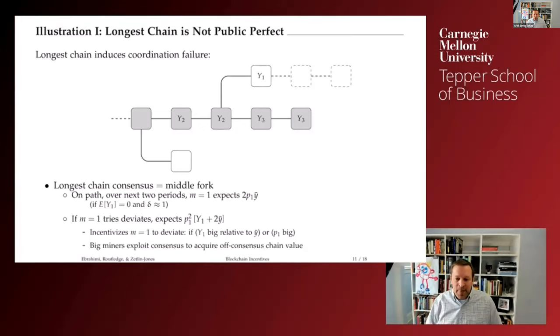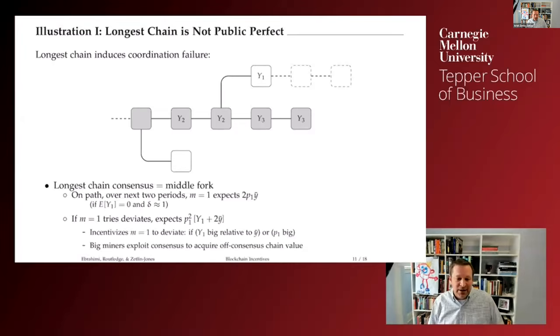So in other words, if you have a lot of mining power, P1, or the credit that is embedded in this graph but not on the consensus chain is really large, you have incentives out of equilibrium to deviate from the proposed protocol, mine the longest chain all the time. Big miners can exploit the future consensus to put value off the consensus chain onto the consensus chain at a later date.